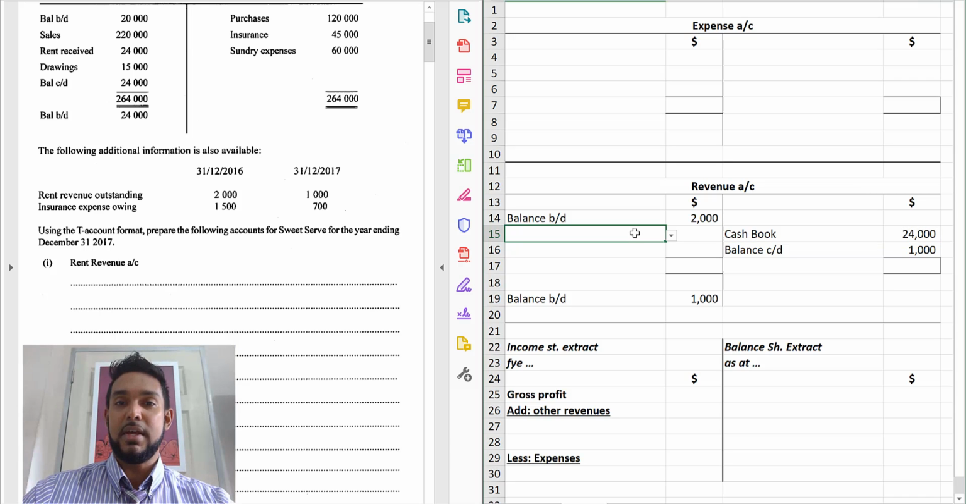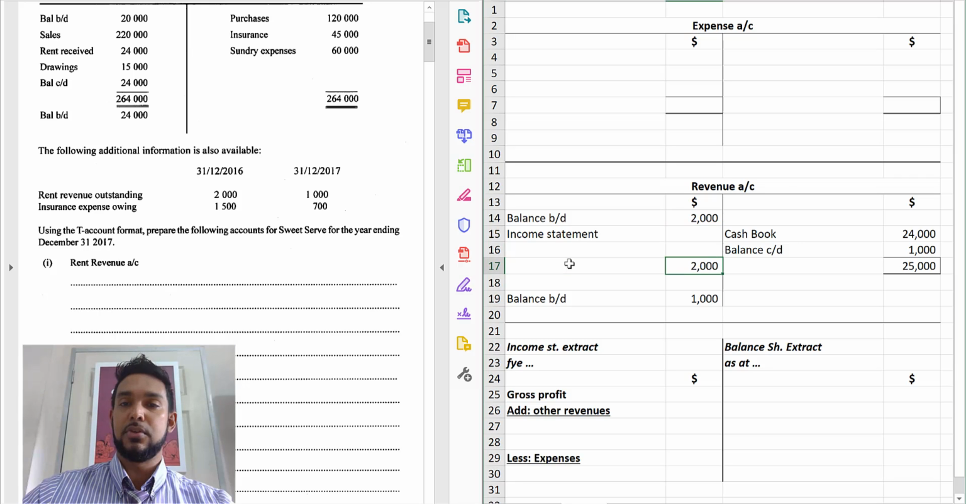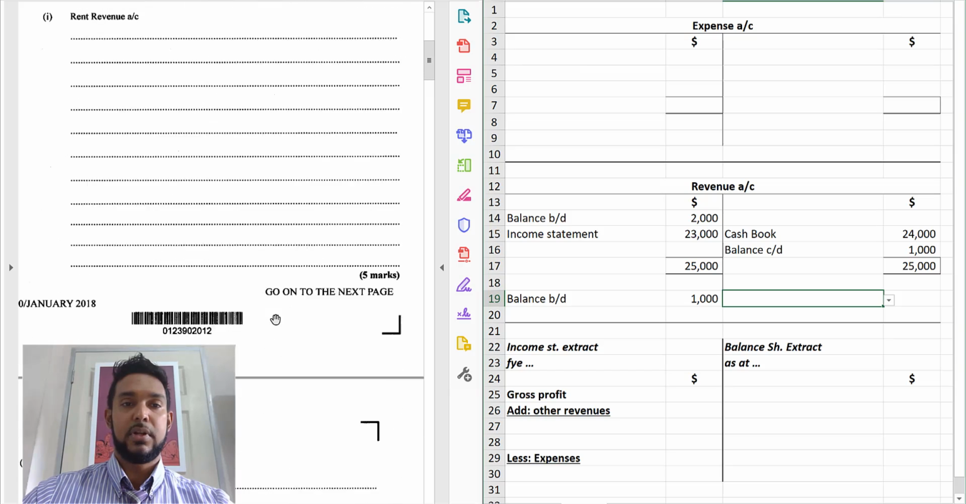Now, what's missing here is the income statement figure, the rent that we earned. How do we do that? First of all, let's total both sides. So 2,000 on the debit side, 25,000 on the credit side, which means for this account to be in balance, we have to put in 23,000. So that's the revenue account done. Let's see what else they want us to do.